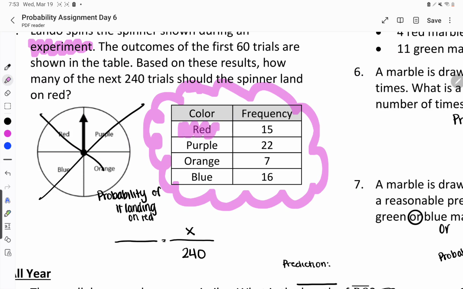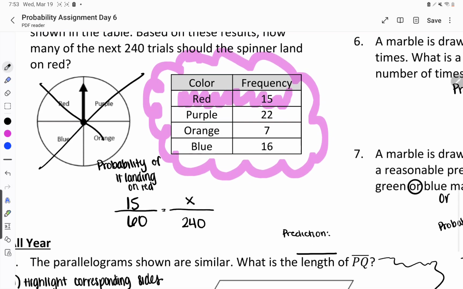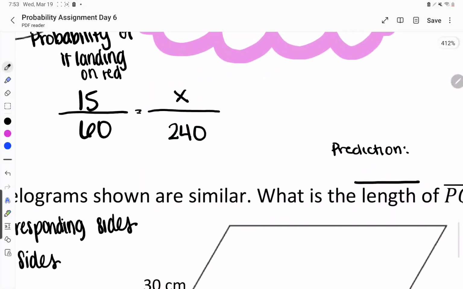Okay, so based off of this table, what is the experimental probability of it landing on red? So it lands on red a total of 15 times, and we did the experiment a total of 60 times. So it should be 15 over 60. All right, and then I solve my proportion.